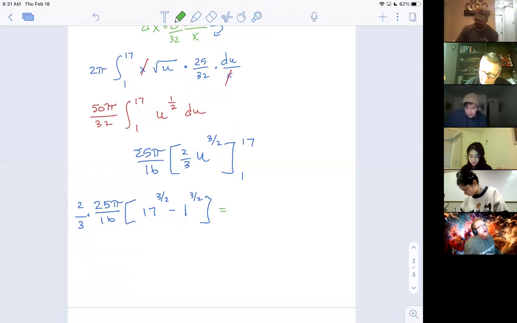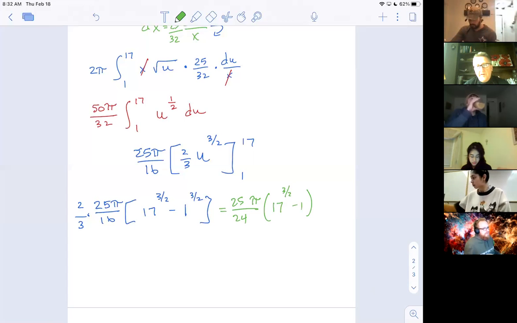Let's see, 2/3 times 25, that'd be 50 pi over 48. So 2's cancel. I should have thought that beforehand. I might as well just write this simply. The 2's cancel, so you end up with 25 over 24. And then I end up with, I'm just going to leave it alone, 17 to the 3/2 power minus 1. I'm going to quit right there. Nobody told me I had to write it any certain way. I'm not going to tell you on a test.